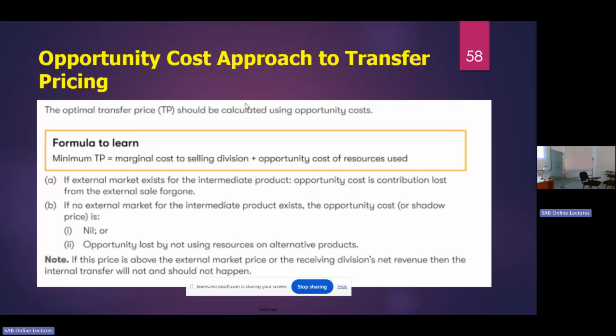Then the opportunity cost approach for transfer pricing, where we consider the opportunity cost. That means minimum transfer price is the marginal cost to the selling division plus the opportunity cost of resources used. If an external market exists for the intermediate product, opportunity cost is the contribution lost from external sales. Let me make a kind of example.